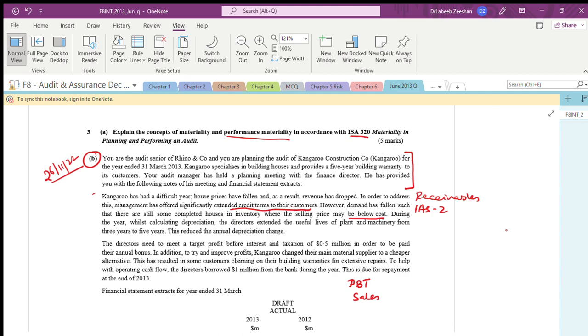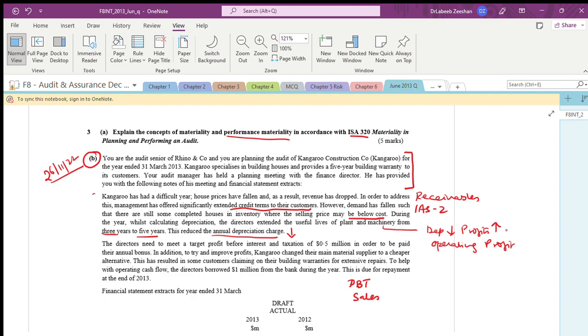During the year, while calculating depreciation, the director extended the lives of plant and machinery from 3 years to 5 years. Is it right? What will happen when there is an extension of the life? Depreciation will decrease and profits will increase. Operating profit. Okay, operating profit. There is a reduction in the annual depreciation charge. Depreciation charge has decreased.